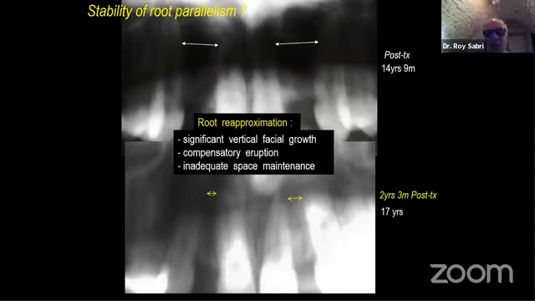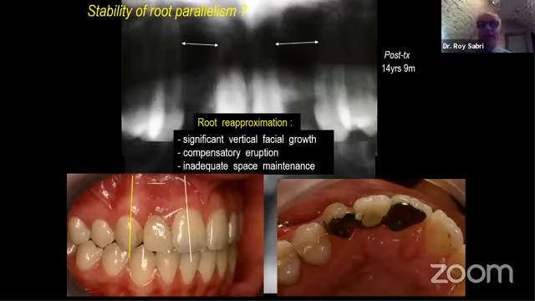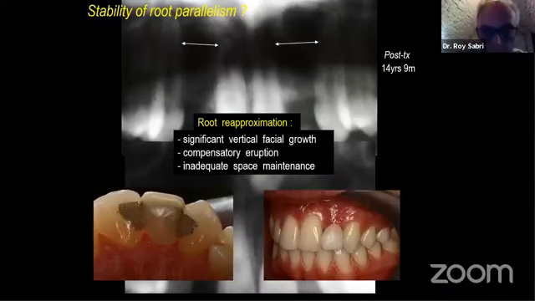But in fact, what is the explanation of root reapproximation? One explanation is when you have significant vertical facial growth, when you have compensatory eruption or inadequate space maintenance, and if the patient didn't wear his retainer well. One way to stabilize root parallelism when you have a lot of growth remaining is to do a temporary Maryland bridge. Okay, this bridge is not going to only hold the crown space, it's going to hold the root parallelism and will avoid dependence on removable appliances that they might lose or break.